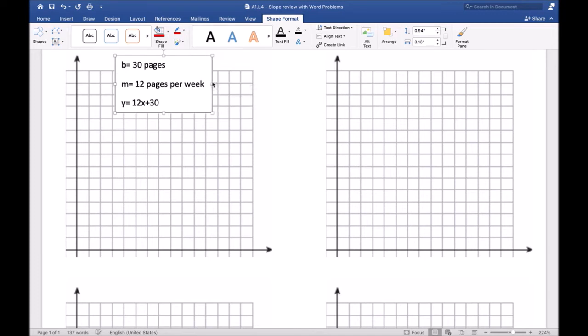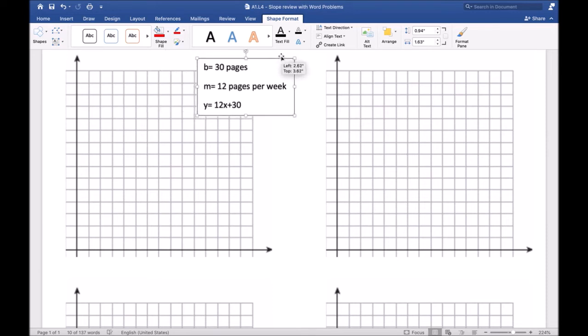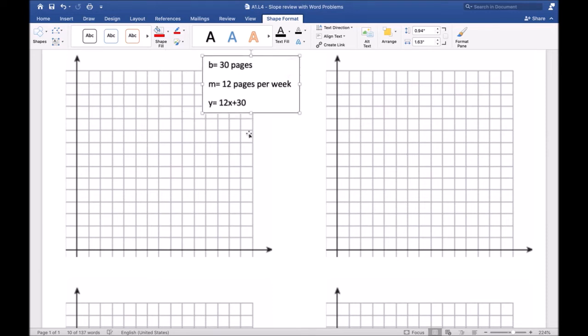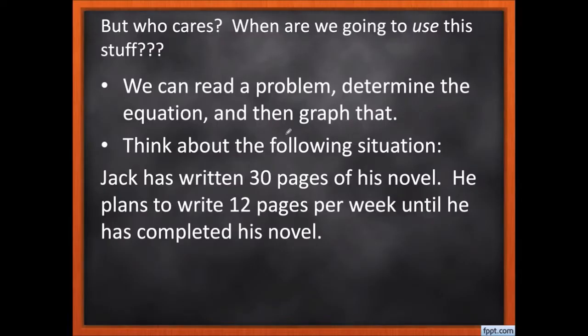I need this information for each of the other graphs. I need to know what the b is. How do you identify the b? With the label. I need to know the m with the label. And I need to know the equation for each one. So again, this information needs to be on your note page. And then you need to graph it.